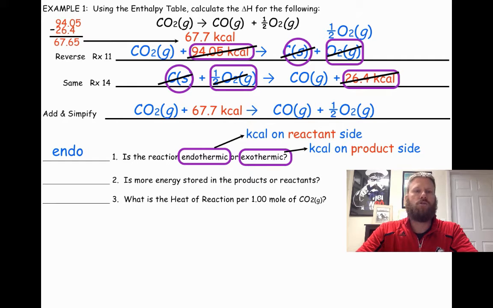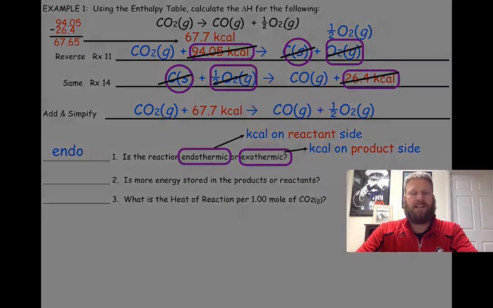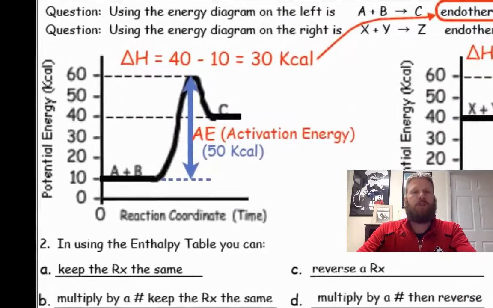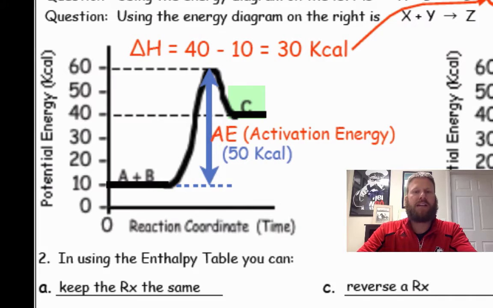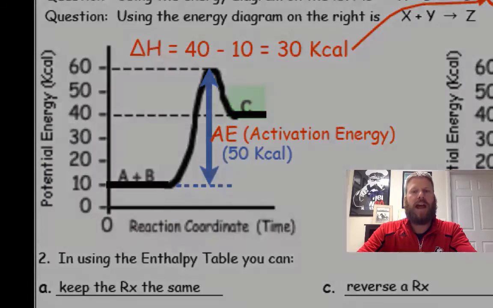Is more energy stored in the products or reactants? There are two ways to look at this. The first thing you can do is consider an energy diagram for an endothermic process. Here you can see for an endothermic process, the products have a higher energy than the reactants.